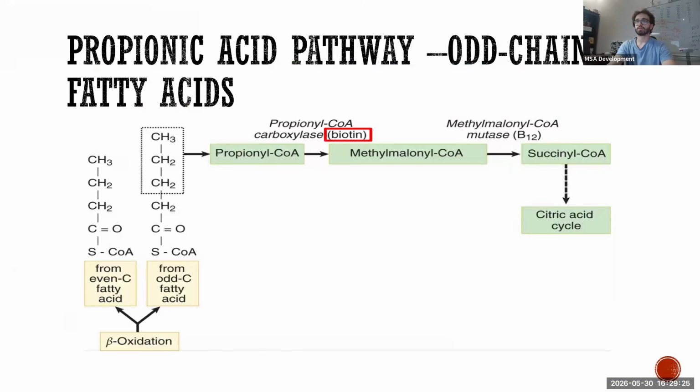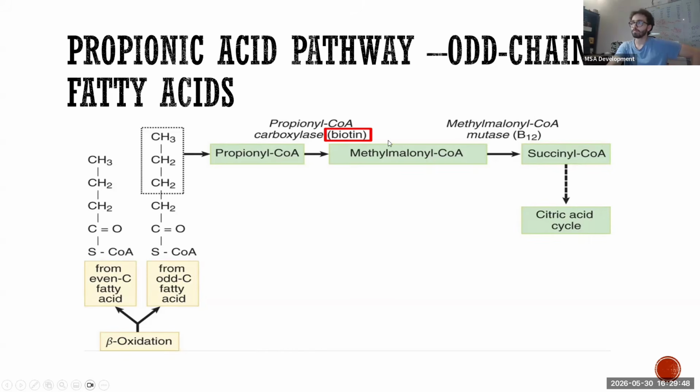Now I want to talk about odd-chain fatty acids. We just talked about breaking down fatty acids. Which one in specific? Palmitate, which has 16 carbons. But what if a fatty acid has 17 carbons? It's odd-chained. Unfortunately, we have a whole other pathway. We're going to get this fatty acid and it's going to become propionyl-CoA. It's a very simple pathway.